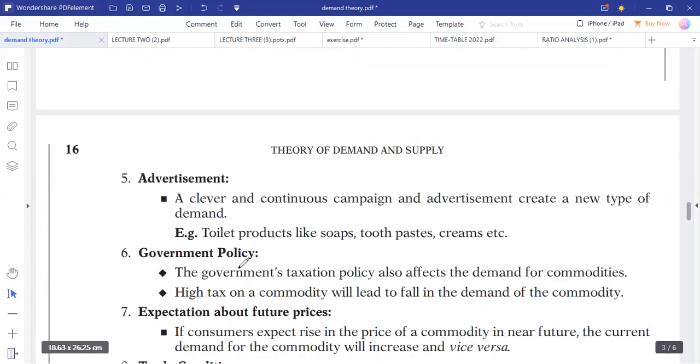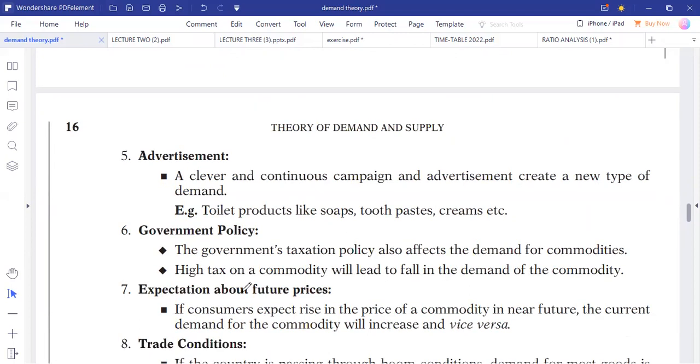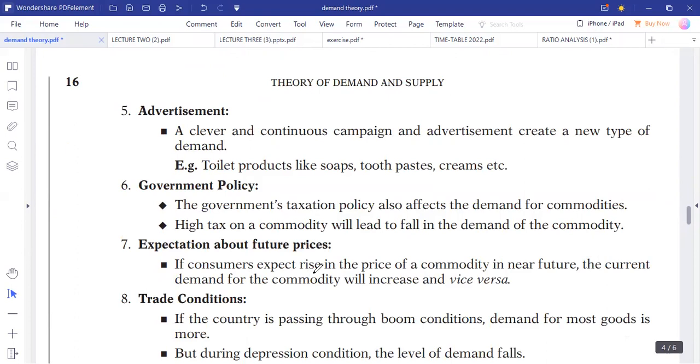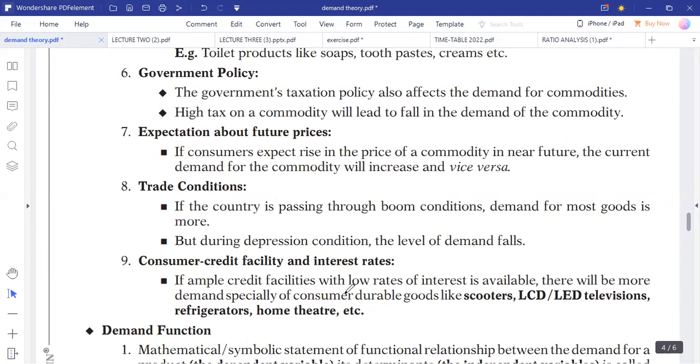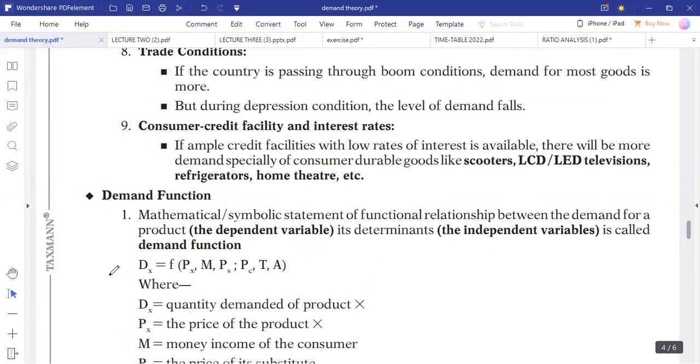Advertisement is another important element in demand theory. Government policy and expectations of future prices. When you are told that fuel will go up by midnight, you purchase more of it. Trade conditions, consumer credit facilities: when you know that these will give you a credit facility, you buy more of them. So this is where our demand function is derived. So demand in terms of X is given by PX, M which stands for income, price of a substitute, price of a complement, and advertising.